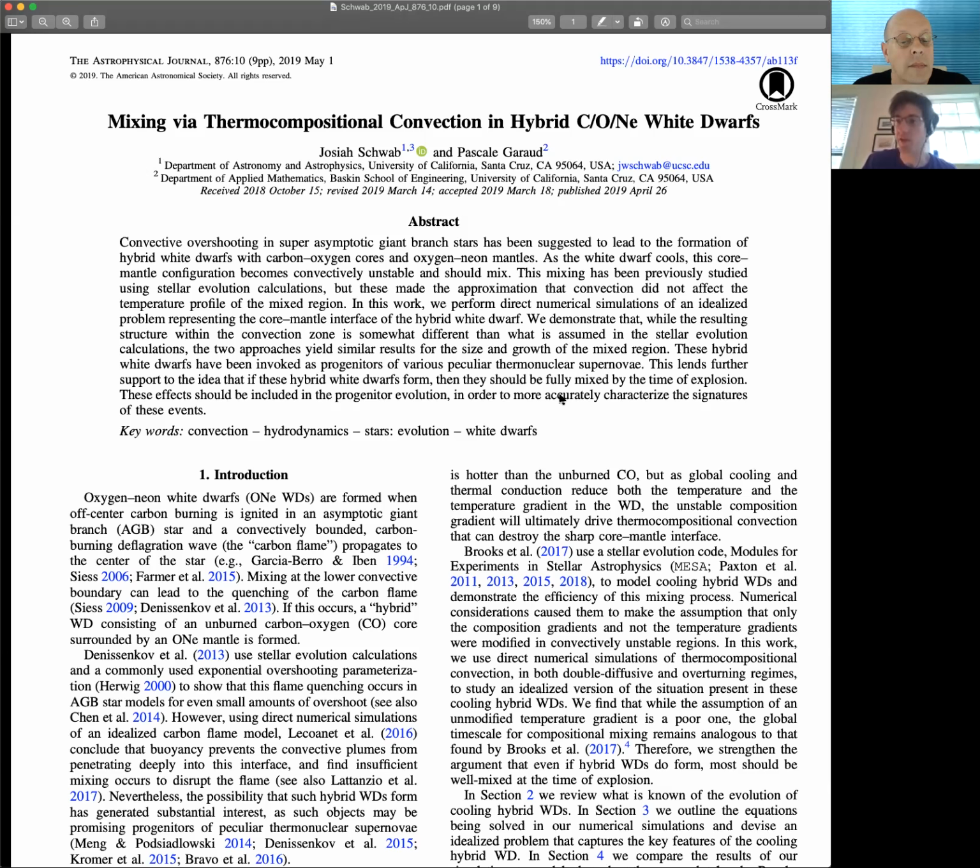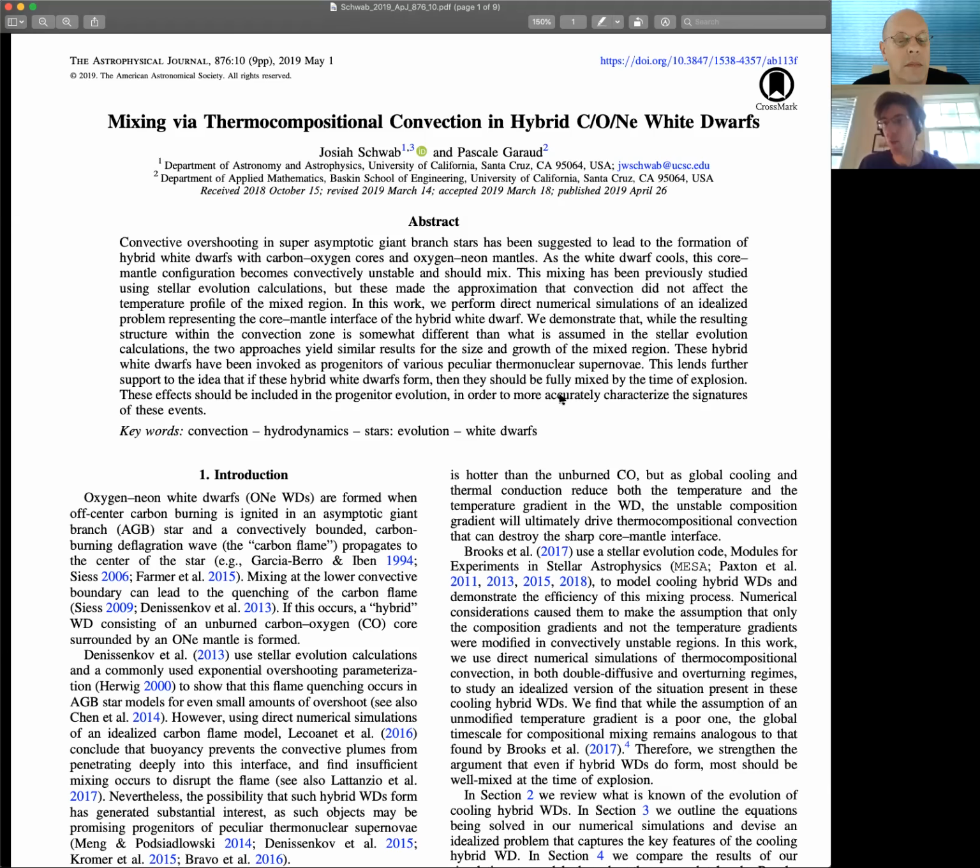Another possibility, if you have an oxygen neon composition, is that instead of really getting this energy release from carbon burning, you instead have electron captures on the neon. And that sets in motion a chain of events that lead the white dwarf to collapse and form a neutron star.